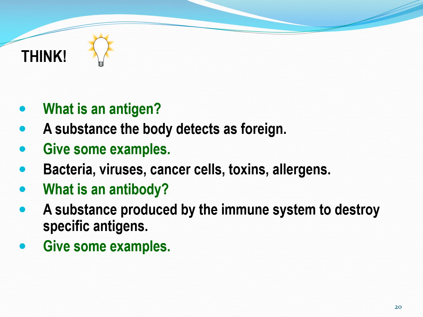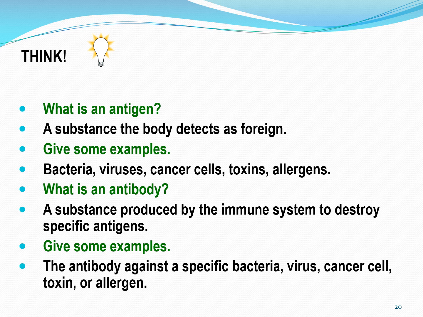What are some examples? The antibody against a specific bacteria, virus, or cancer cell, right? And we're going to get into this about being vaccinated, right? They vaccinate you so that your body will produce antibodies to the flu, so that when you come in contact with the flu, it can quickly get on top of destroying it so you don't develop the flu.